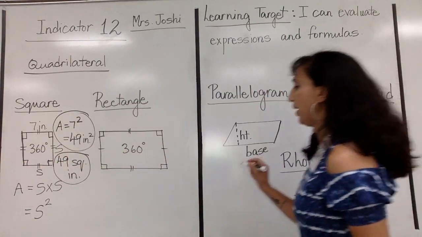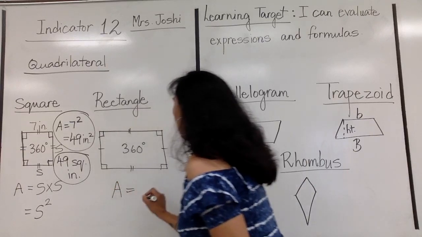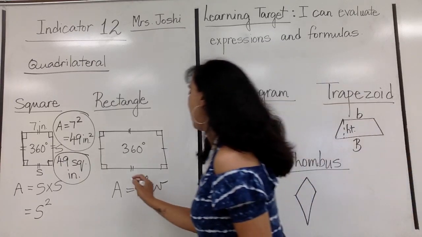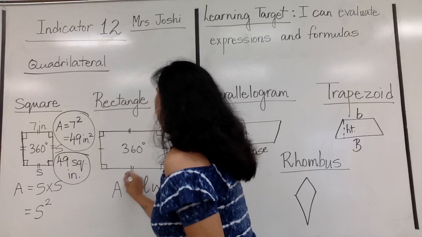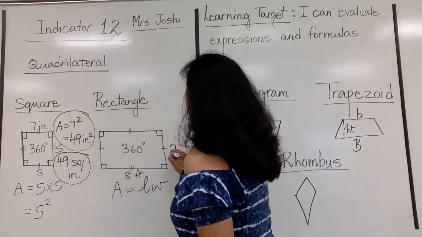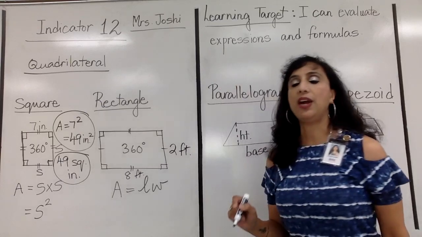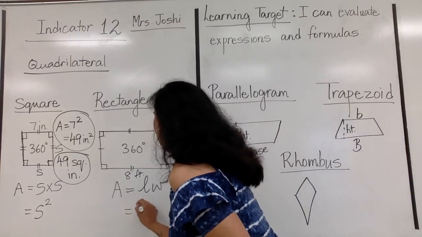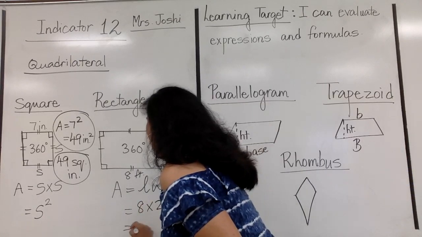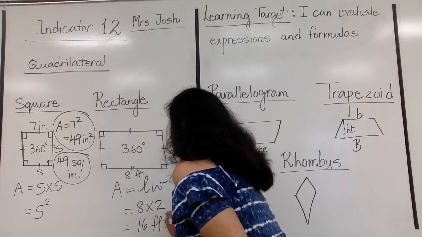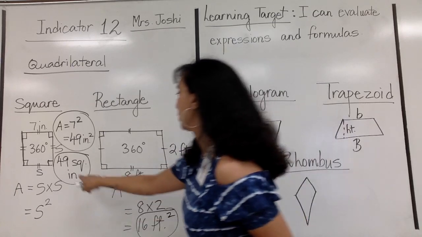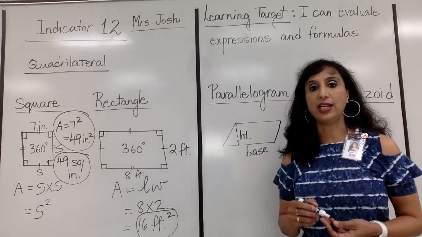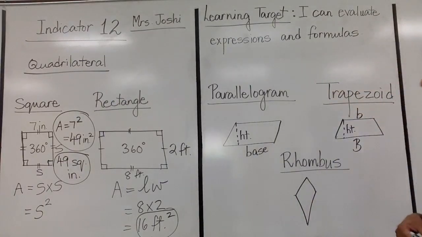Okay? For area of a rectangle, your formula is length times width. So if I say this is 8 feet and this is 2 feet, what would the area be? Just take the length, multiply it with the width, and you do 8 times 2, and your area is 16 feet squared. Or you can write the square like this, feet. Okay, so this is how we calculate the area of a rectangle.